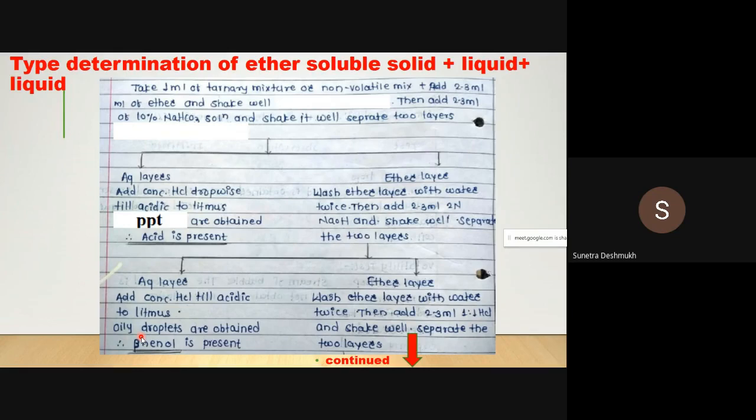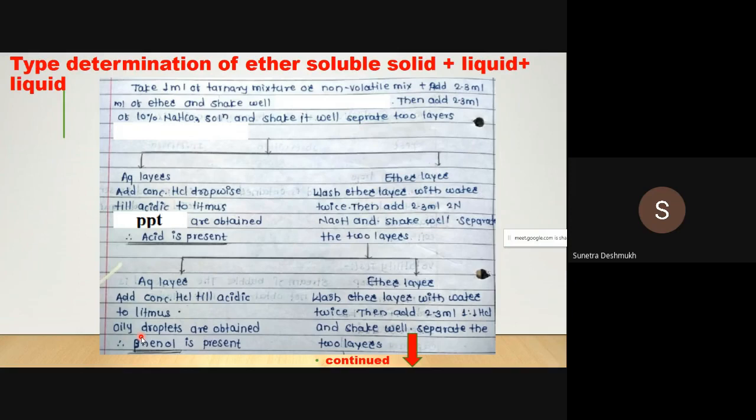If you observe oily droplets, then you can say phenol is present. And in this case, we have observed oily droplets on top of the aqueous layer, and we came to the conclusion that our ternary mixture contains phenol as a liquid.